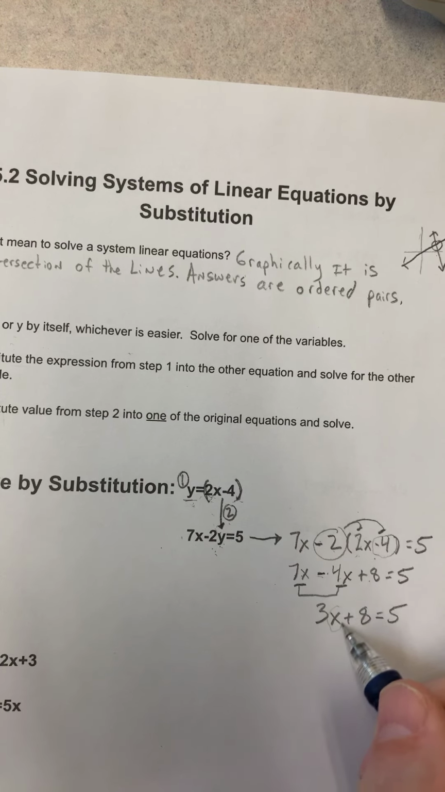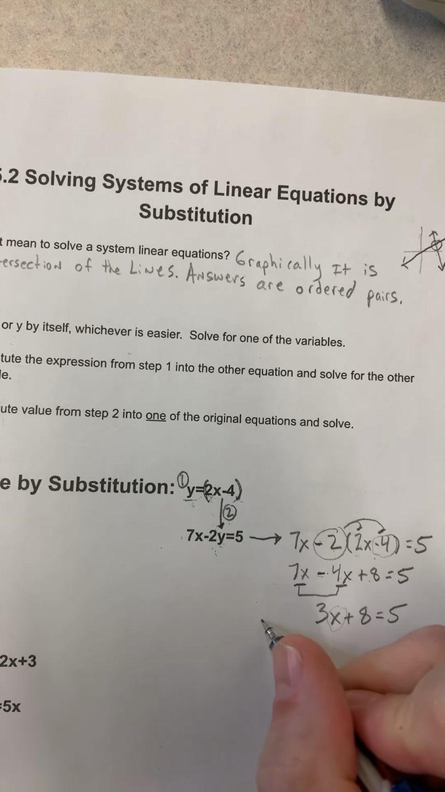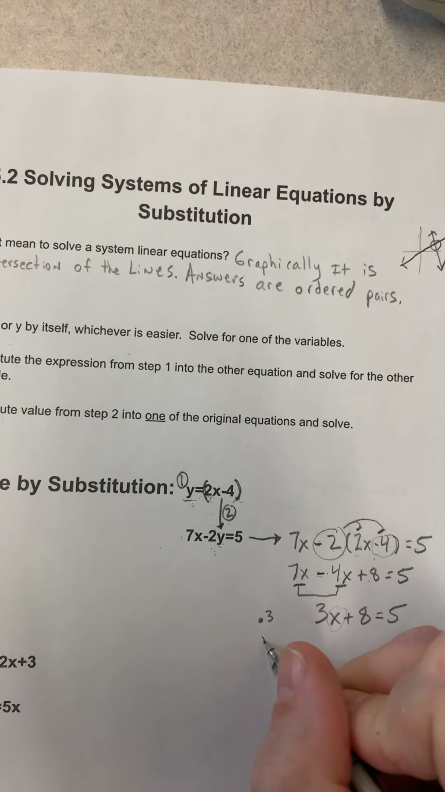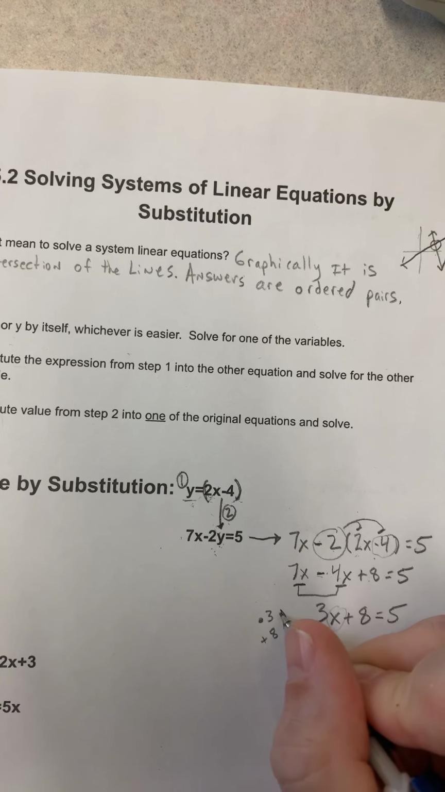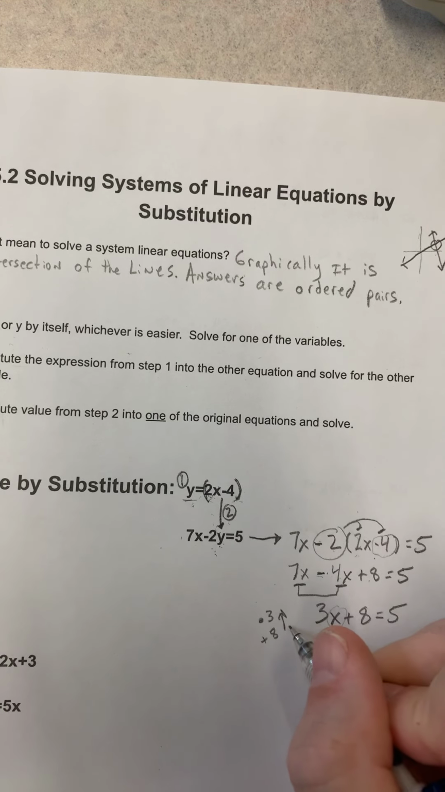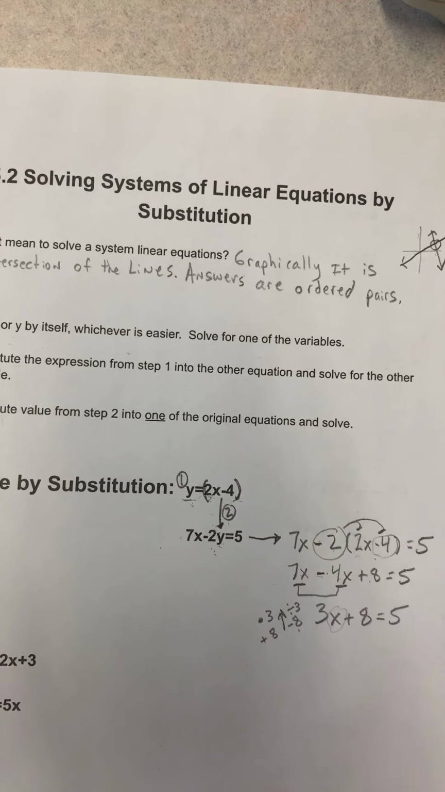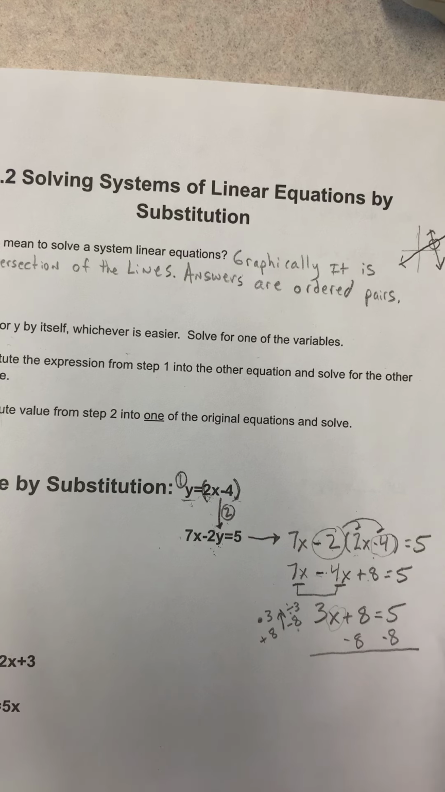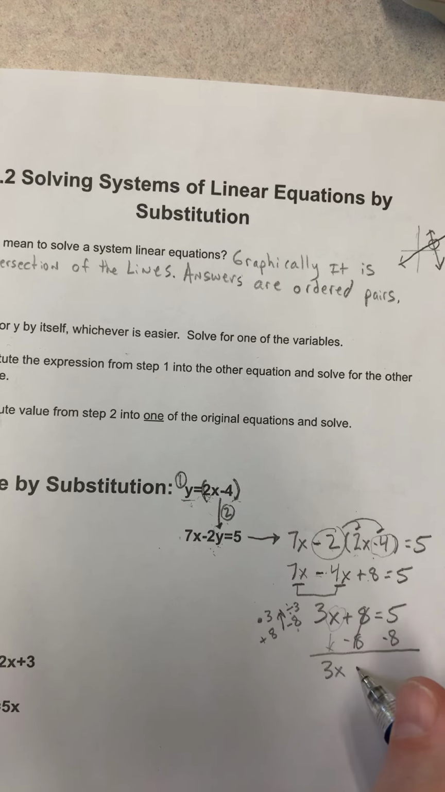I got to get this x by itself. And then remember, x is being multiplied by 3 and added by 8. To solve the equations, we need to reverse that. I would have to subtract 8 and divide by 3. First step, subtract 8. What you do to one side, you must do to the other. The 3x would come down. That goes away. 5 minus 8, -3.